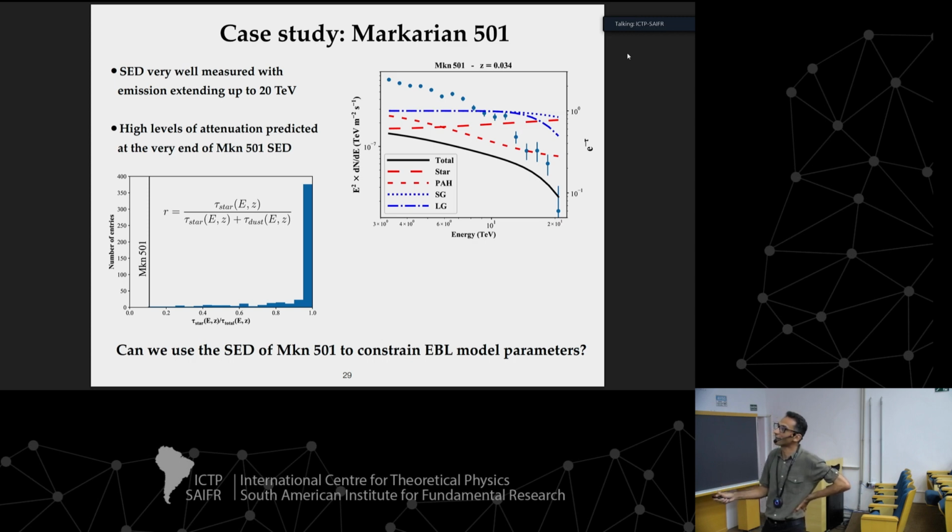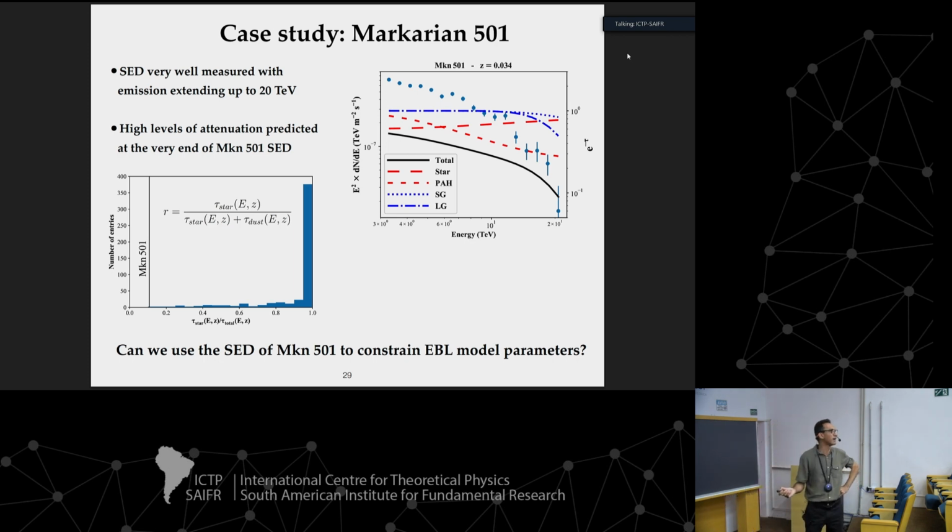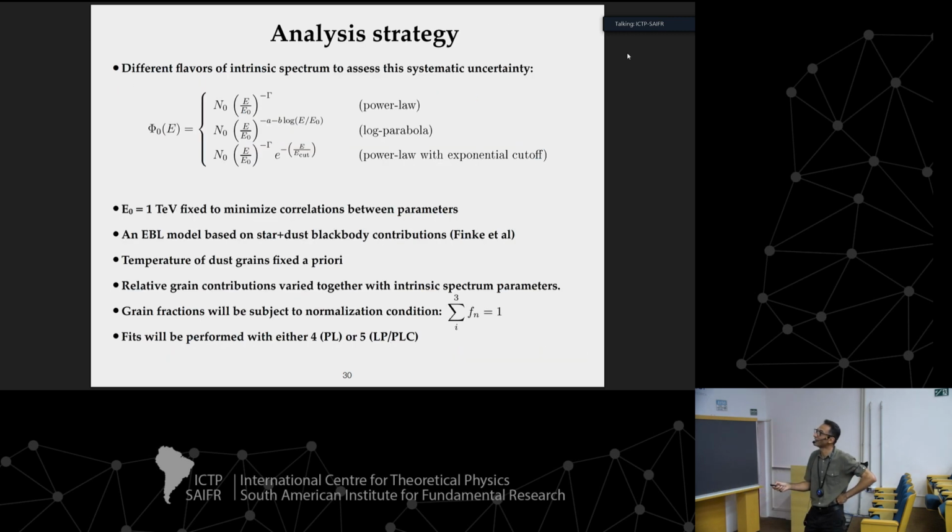And then Markarian 501 sits here. So Markarian 501 is expected to be absorbed not by star emission, but by dust. So the question is, can we then use the Markarian 501 SED to constrain these EBL models, for example, to start to constrain the dust emission, since it is expected to be absorbed essentially by dust? And so here we did some study.